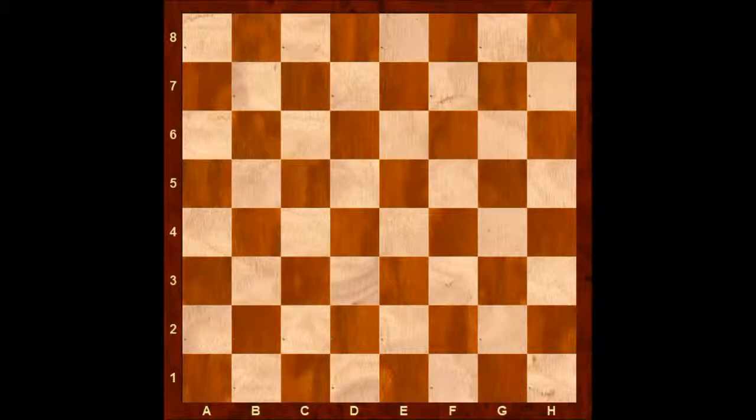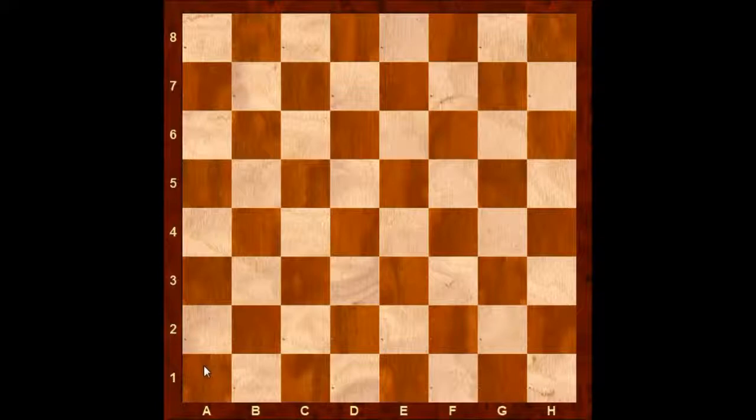So, what are these ranks and alphabets all about? Basically, these are the coordinates of the chessboard. With this system, we can give names to all of the squares on the board. The alphabets at the bottom of the chessboard denote files, and the numbers on the side of the board denote the ranks.